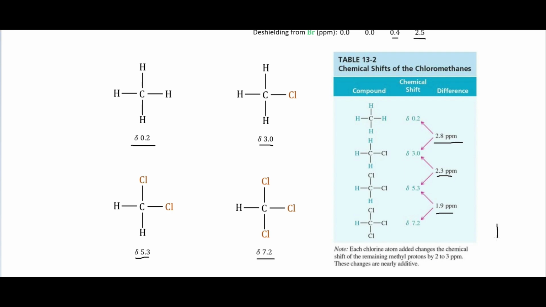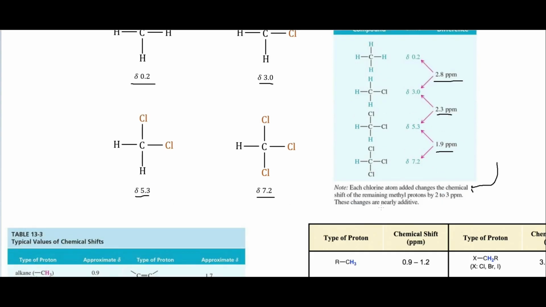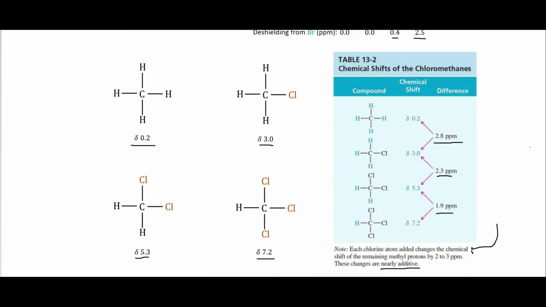So this is a figure from the book that I'm using for this, and it says each chlorine atom added changes the chemical shift of the remaining methyl protons by 2 to 3 parts per million. So these changes are nearly additive. And so we would see a different shift on this if we were adding, say, bromines or iodines or fluorines or things like that. So the electronegativity of the atom is the important thing here.